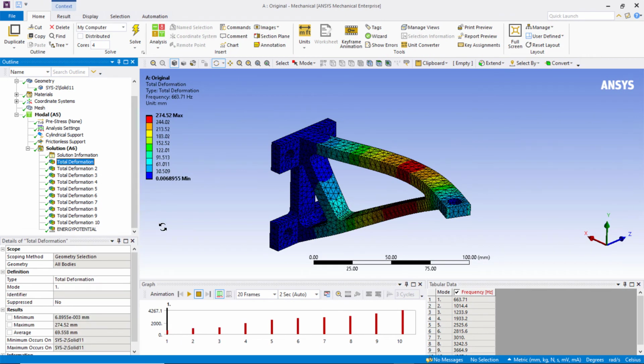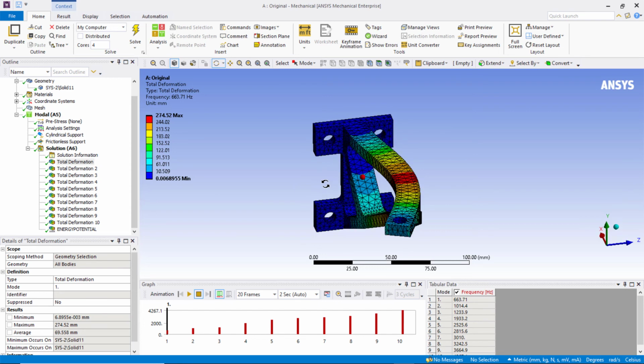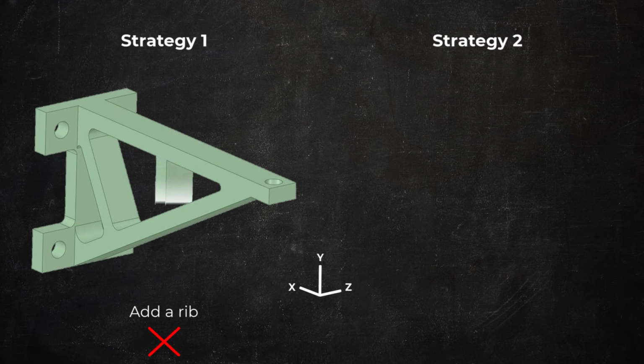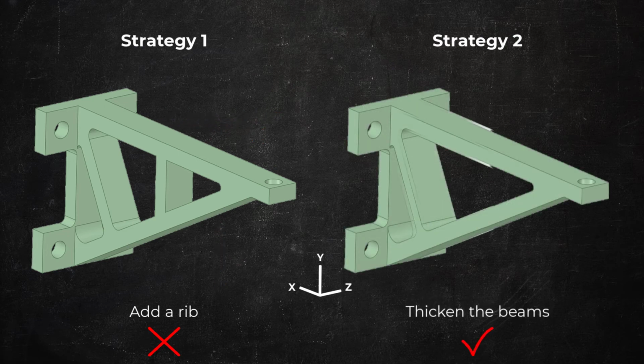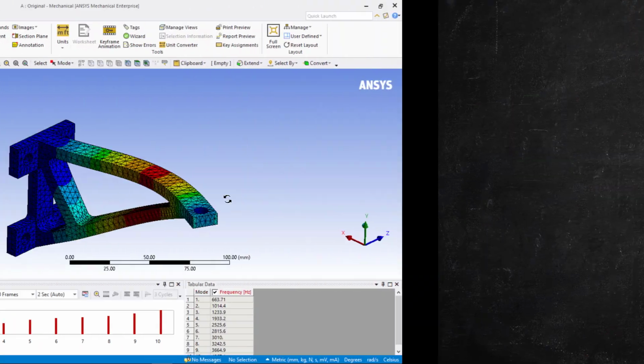Now, let's observe the mode shape again. Clearly, it's mainly bending deformation in Z direction. This tells us that strategy 1 is not an effective method, because adding a rib can stiffen the vertical direction of the structure effectively, but will not help much in increasing the moment of inertia to resist bending in the Z direction. On the other hand, the second strategy of increasing the thickness of the beam in the Z direction will be much more effective to reduce bending deformation in Z direction.